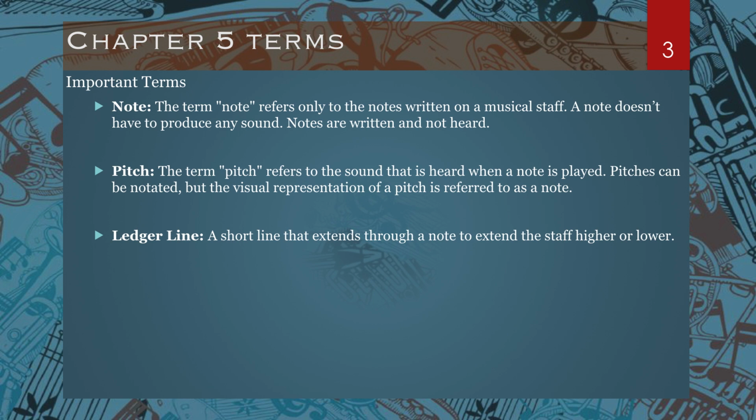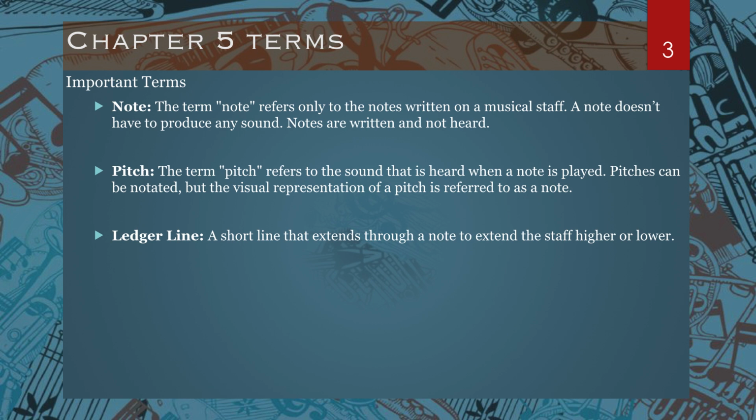Note. The term note refers only to the notes written on a musical staff. A note doesn't have to produce any sound. So notes are written and not heard. It's what you see on a piece of sheet music. It's the visual representation of sound.